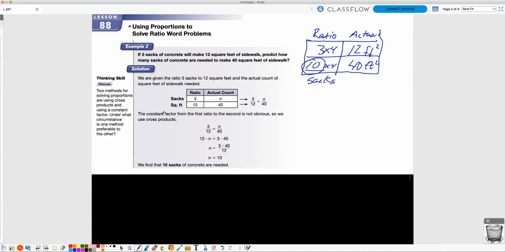And the constant factor from the first ratio to the second is not obvious. So you can use the cross multiplication there. So you can see that 3 times 40 is 120. And that would be divided by 12. 120 divided by 12 is 10.